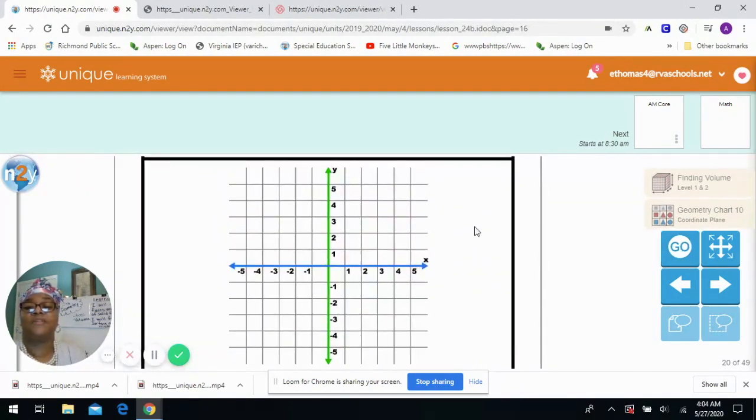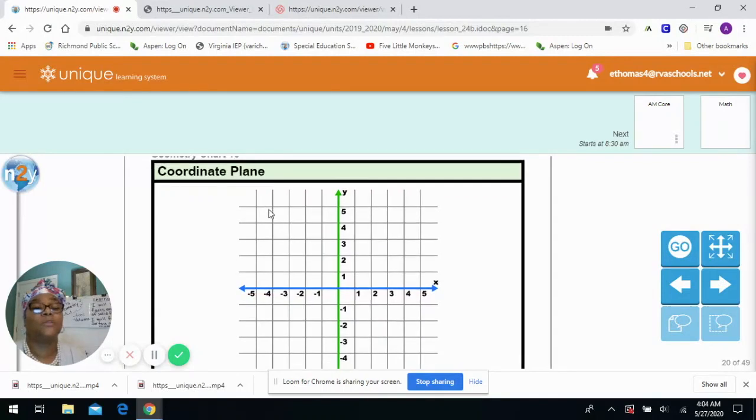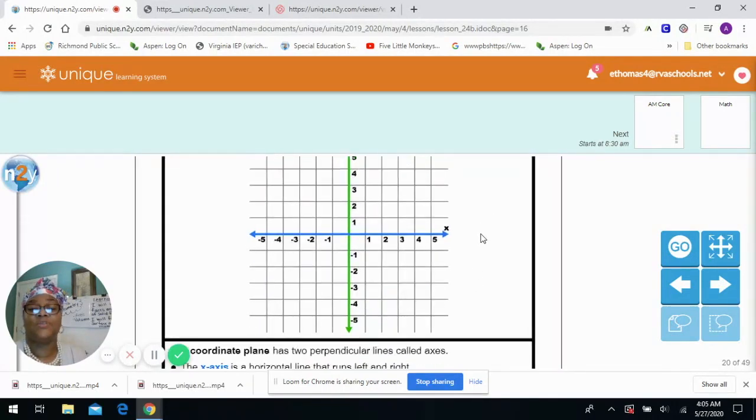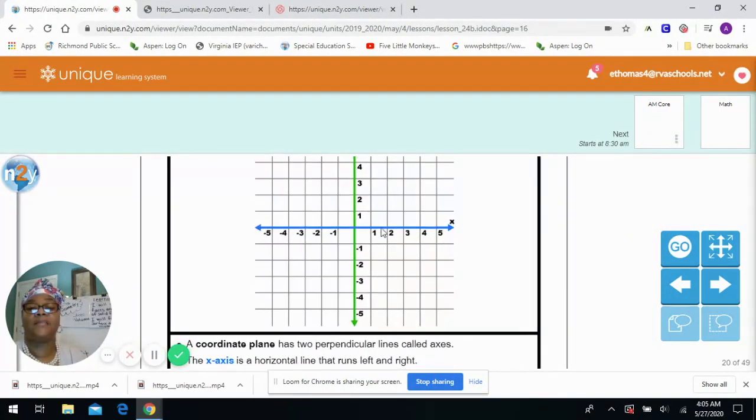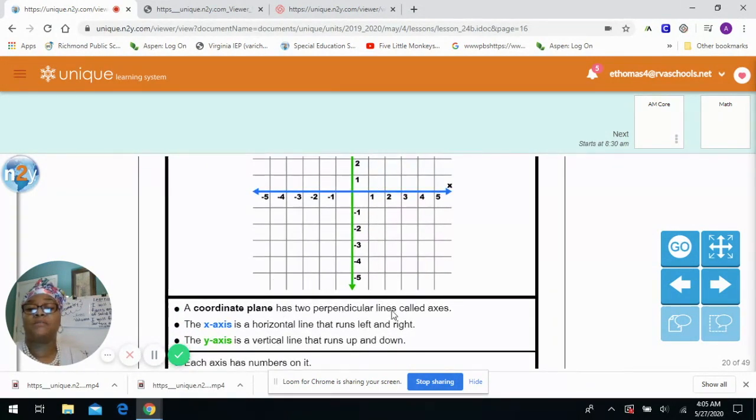All right, so our chart 10 is talking about the coordinate plane. Now, this is what the map is, a coordinate plane here. And this is what we're going to plot. All righty. So we have our x-axis and we have our y-axis. The coordinate plane has two perpendicular lines called axes. The x-axis is a horizontal line that runs left and right, left and right. And the y-axis is a vertical line that runs up and down.